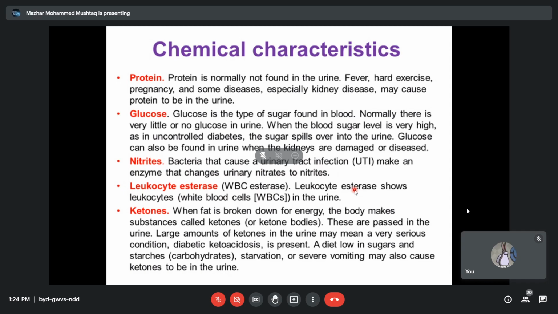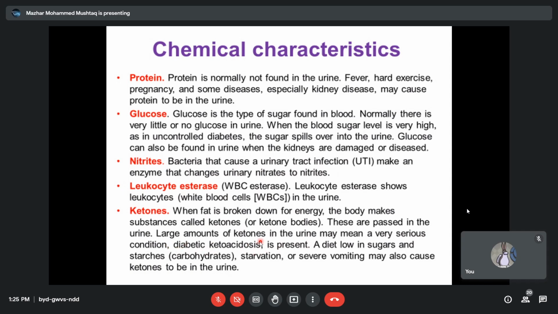The ketones, as I said, you have studied it in the first year also. Even in physiology, they are the breakdown of the fatty acid, and once they are in large quantity in the blood, they would definitely come in the urine also, and they are passed in the urine, and it can be easily detected. If there is a large concentration of it in the urine, a condition like diabetic ketoacidosis can be present.